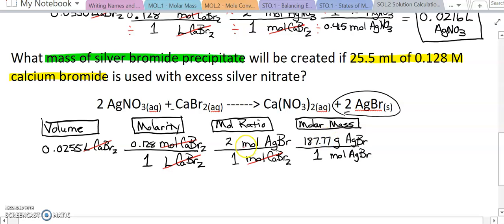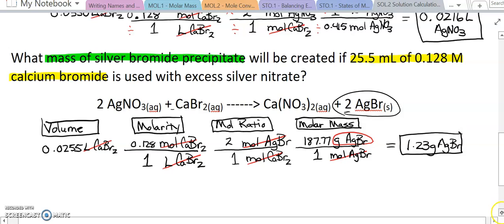So my moles of silver bromide cancels out. And that leaves me with the grams that I'm looking for, the mass in grams that I'm looking for. So I'm going to multiply across the top and I am going to divide by the bottom. And I am going to come out with 1.23 grams of silver bromide, which would be the mass of my precipitate.